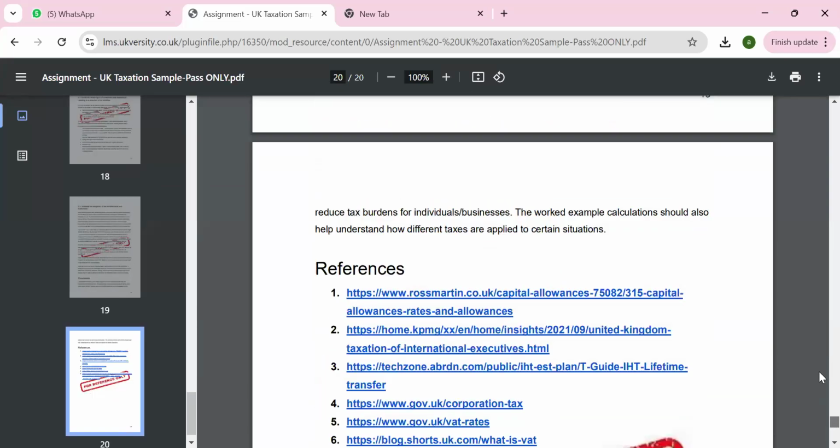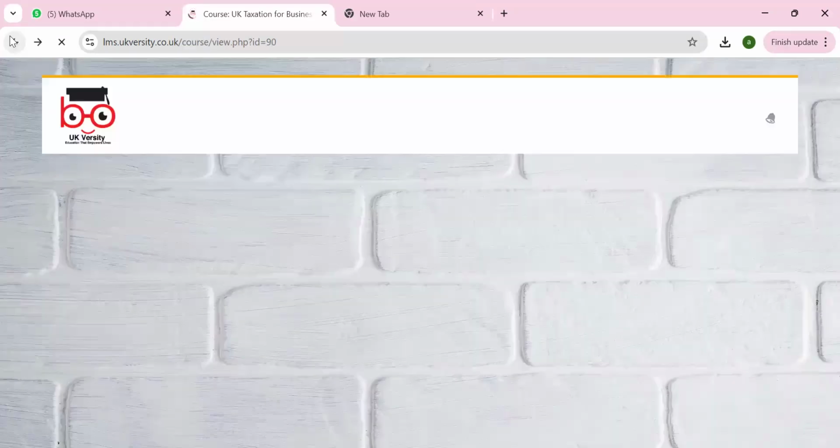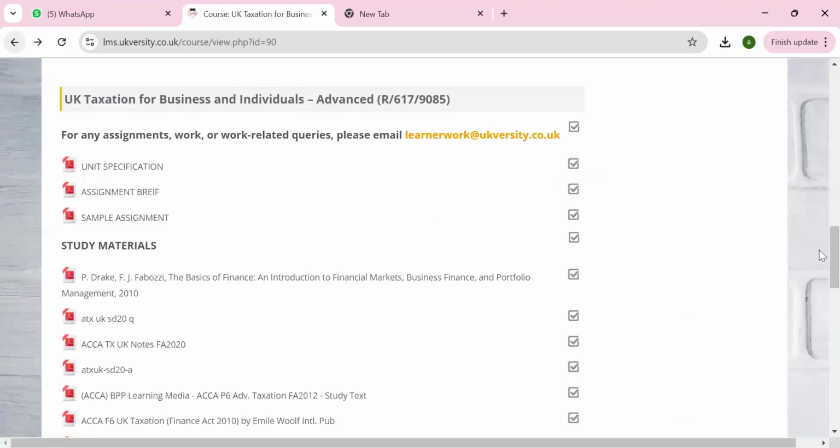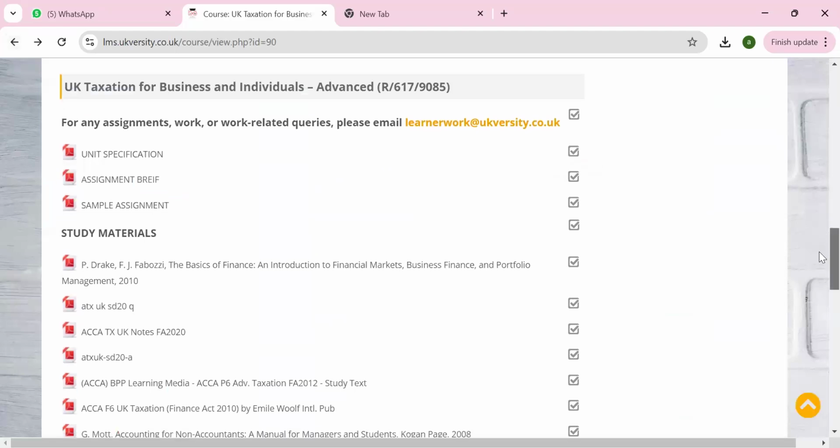Okay, the only problem here in the sample is the reference: it should have an access date and be a cross reference. That's really how we should reference, because of course we are doing a level 7 assignment. This is equal to master level.